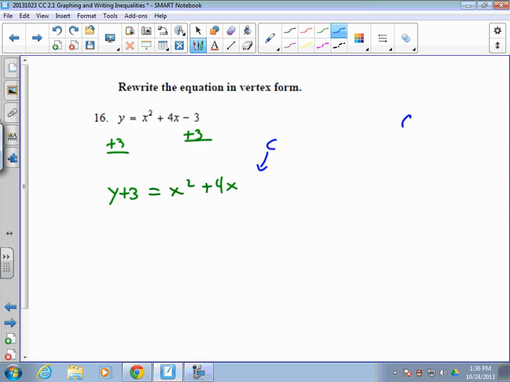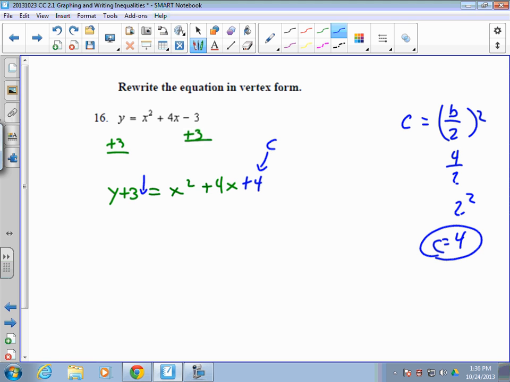So c is still equal to b over 2 squared. B's value is 4, so 4 over 2 is 2, and 2 squared is 4. So your c value is 4. So plus 4, but if you add 4 to the right-hand side, you have to add 4 to the left side. So now you have y plus 3 plus 4 equals x squared plus 4x plus 4.